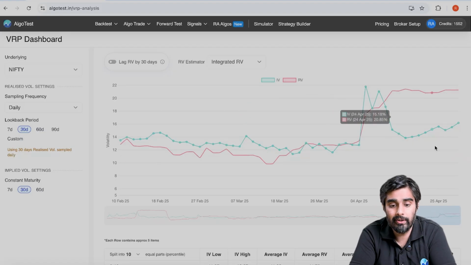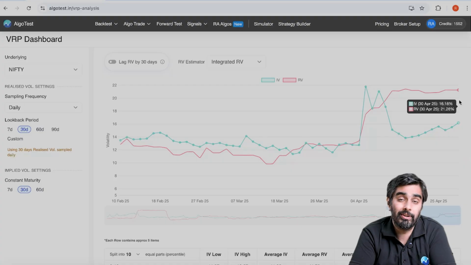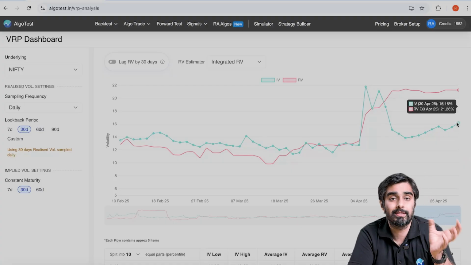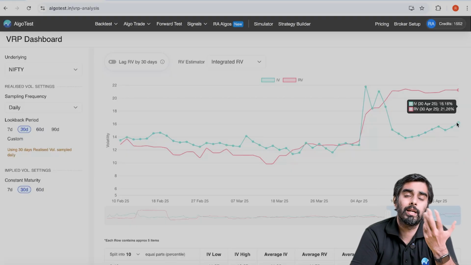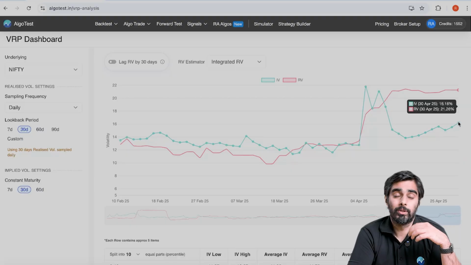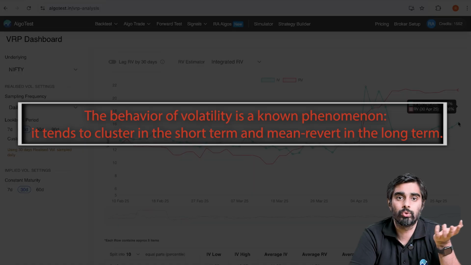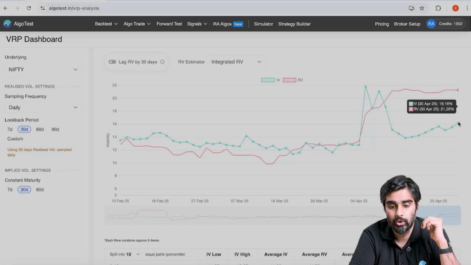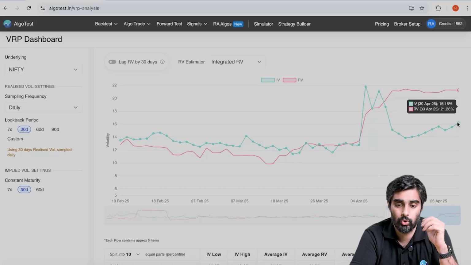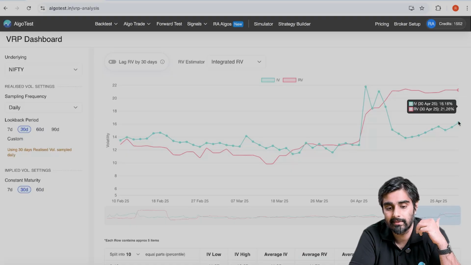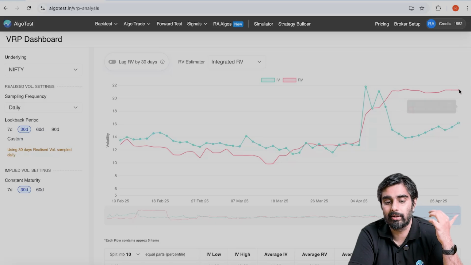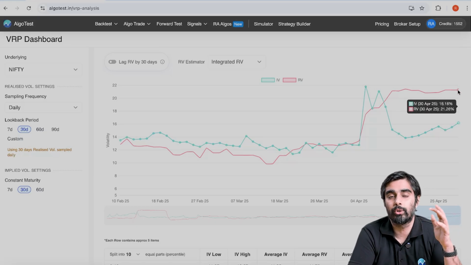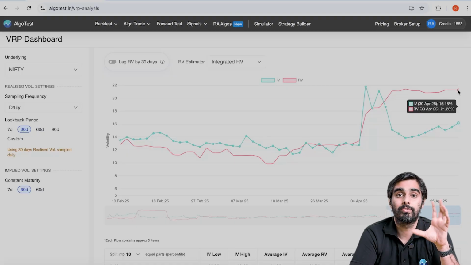One very standard way of using this tool is this: if I have to forecast realized volatility, the best estimate for tomorrow is what the realized volatility is today. It is a known effect that volatility clusters in the short term and mean reverts in the long term. When I say volatility clusters in the short term, I mean that if the realized volatility is around 21.26%, then the expectation is that it will stay around 21.26%, at least in the short term, for the next few days.